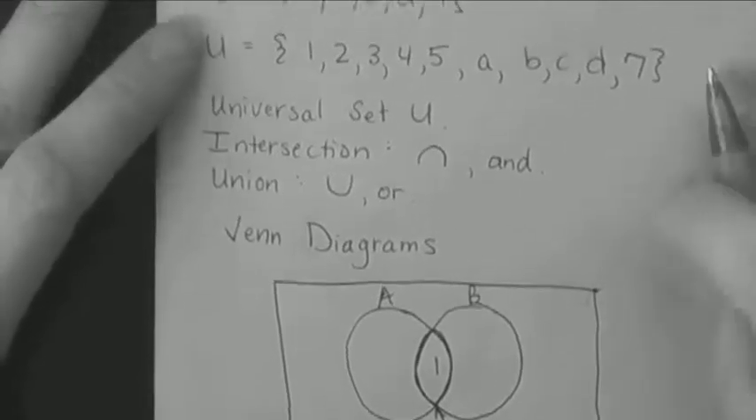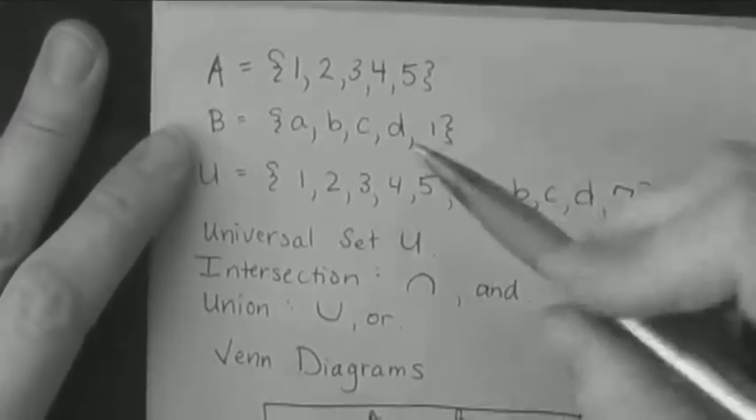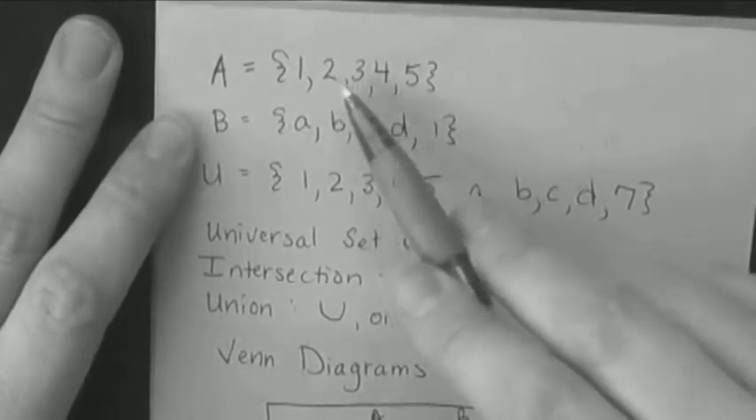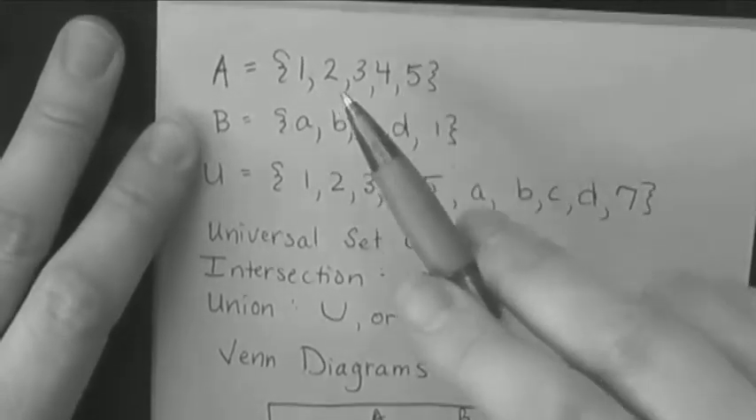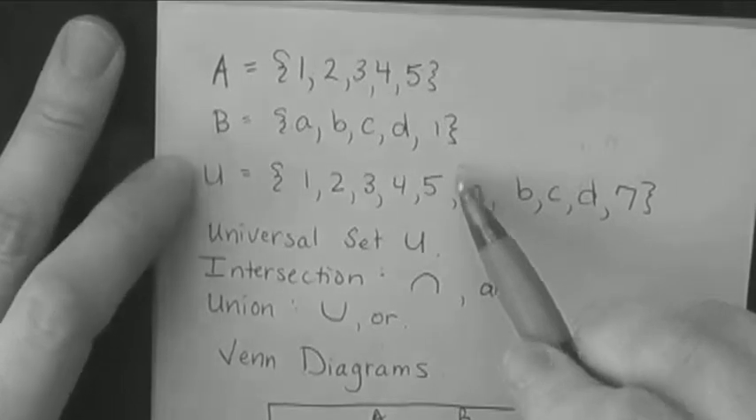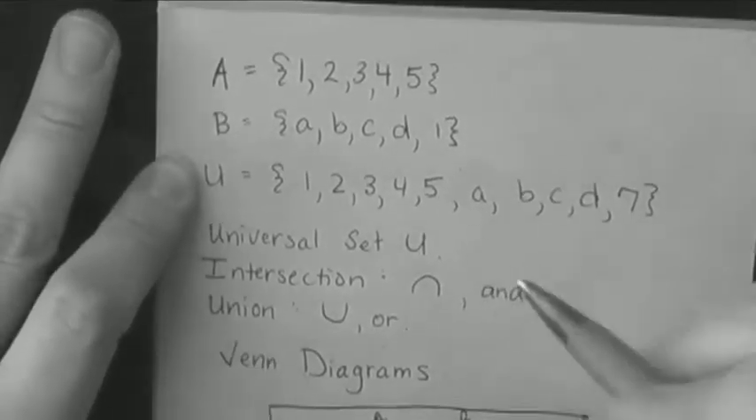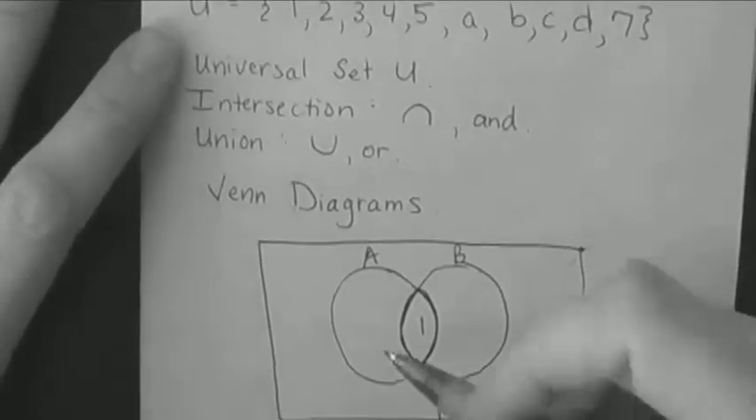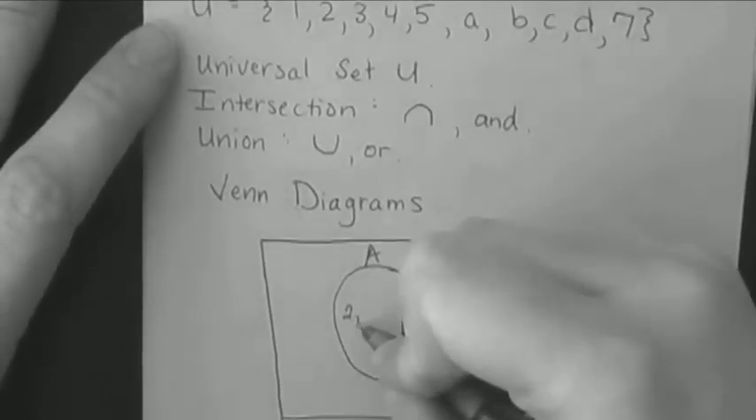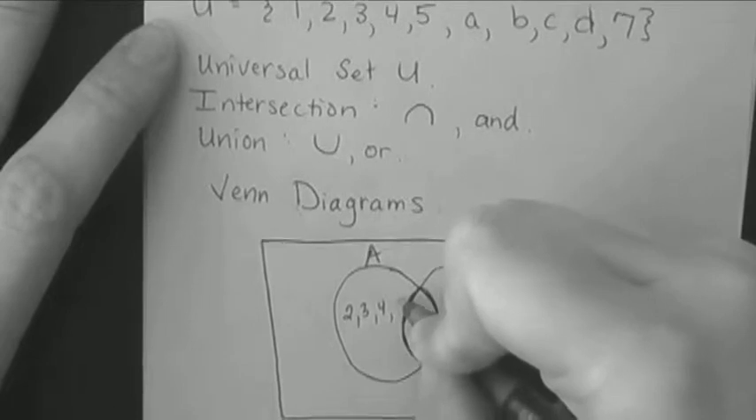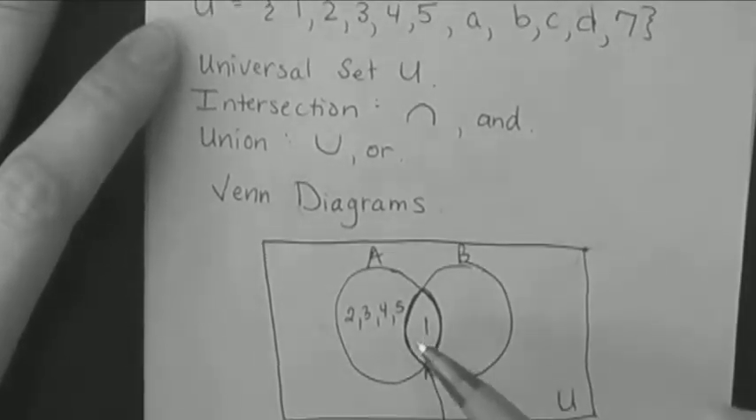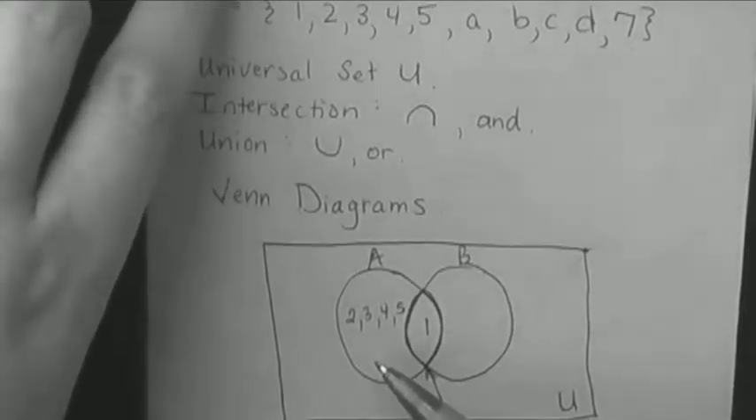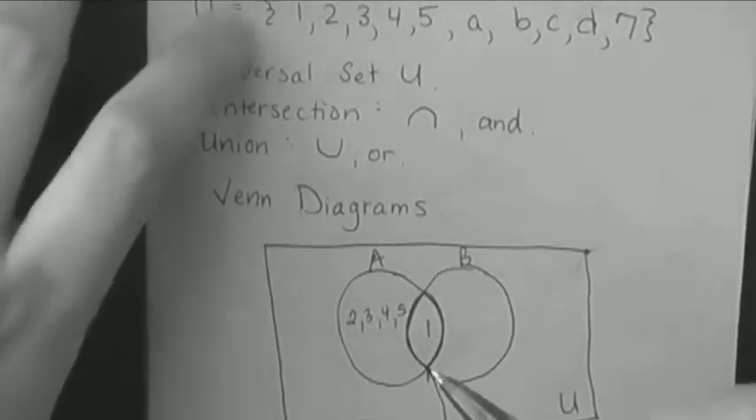Okay, and then I go back to my sets and I look at A and I say, okay, well, what other elements did I have in A? I have to label these. I had 2, 3, 4, and 5. Well, 2, 3, 4, and 5 are not in B. They are in the universal set, but the universal set includes the whole circle of A. So I can just put my remaining elements, 2, 3, 4, 5, in the A circle. And then I have completed all of the elements in A. They're drawn where they should be.